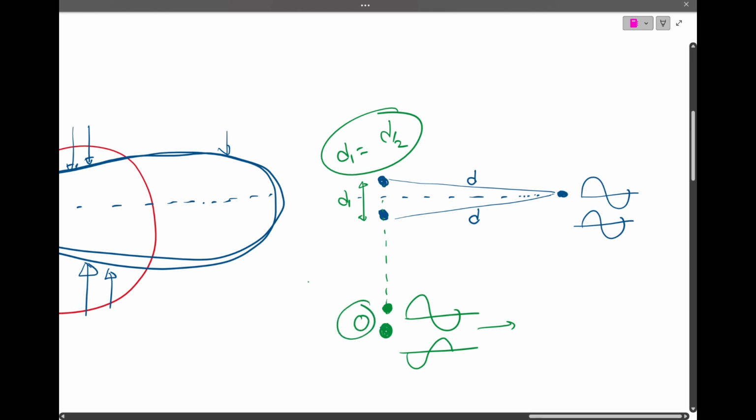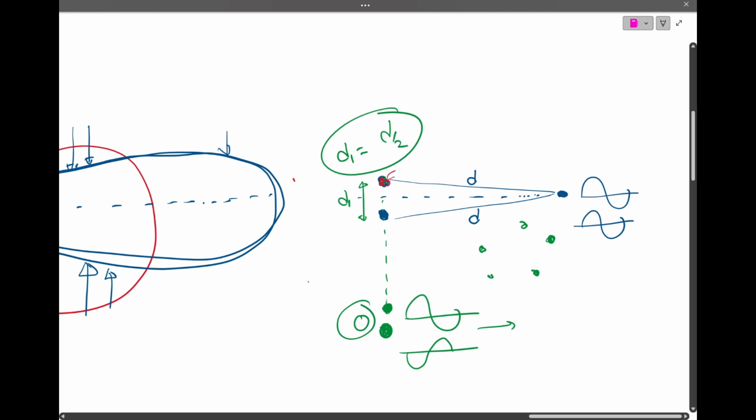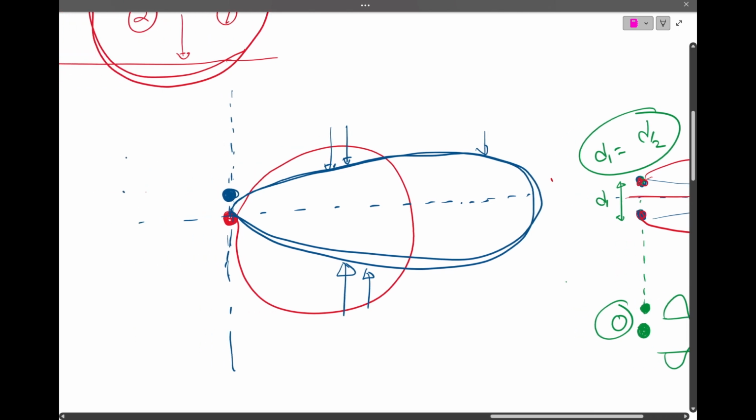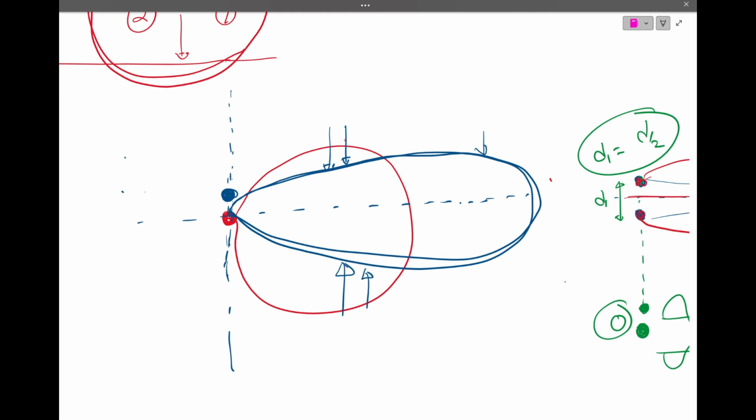So if the point is here, here, here, and we calculate at different points as well, what we get to know is that in the vertical direction there will be more energy at the center, given that both the antennas are fed with the same signal. Whereas in the horizontal plane, it will still be a wide beam.